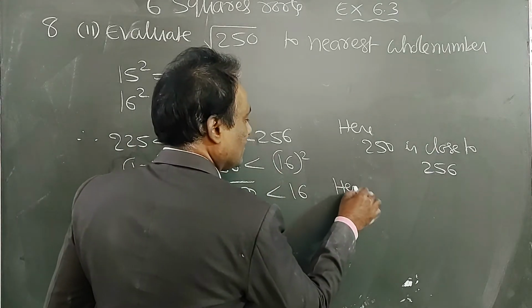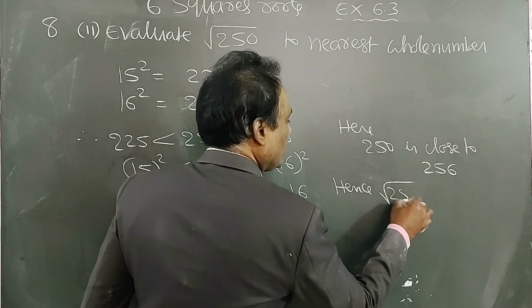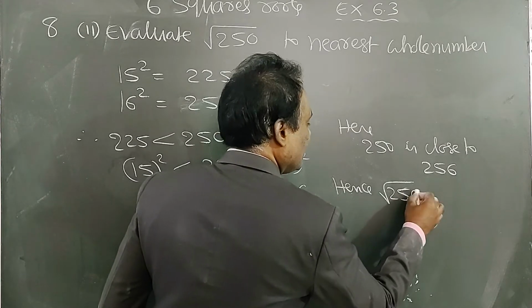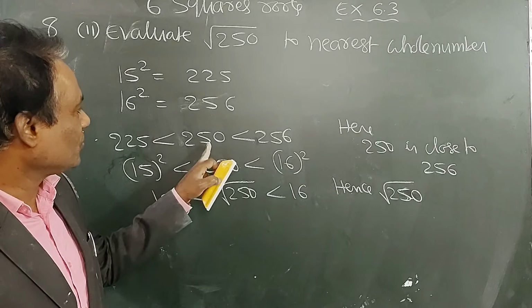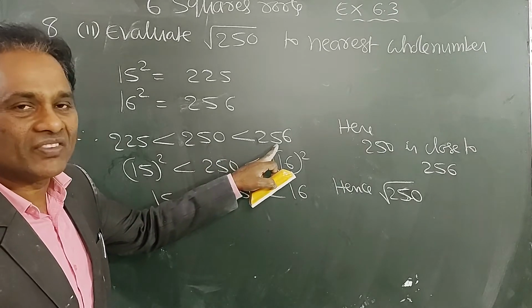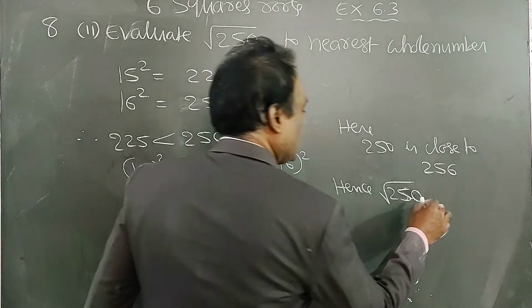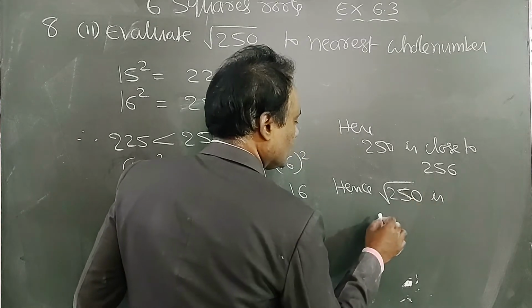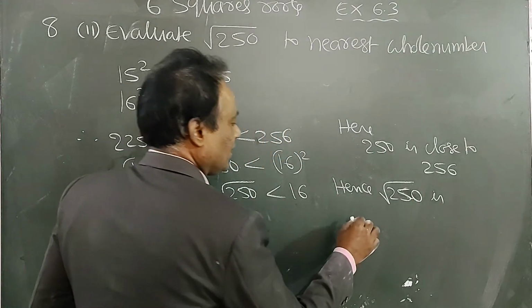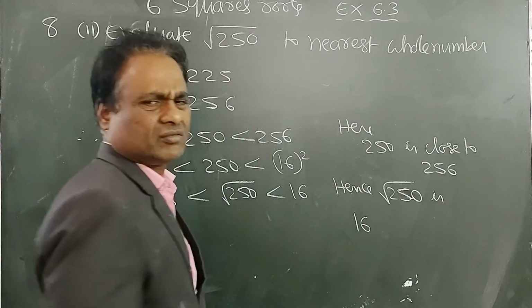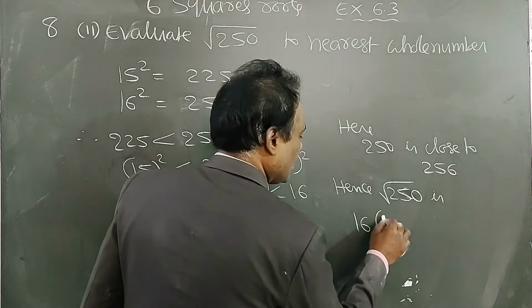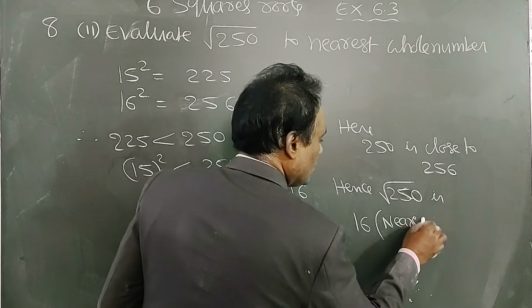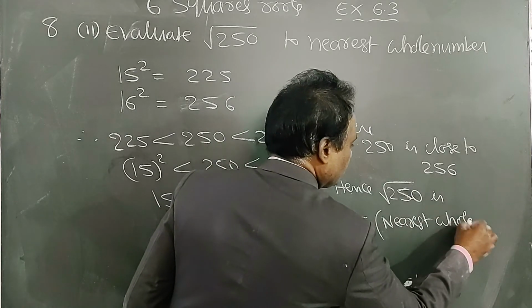Hence, root 250 will be near to 16. 250 is near to 256, hence root 250 is near to 16, approximately 16, not exactly 16. So root 250 is 16 to the nearest whole number.